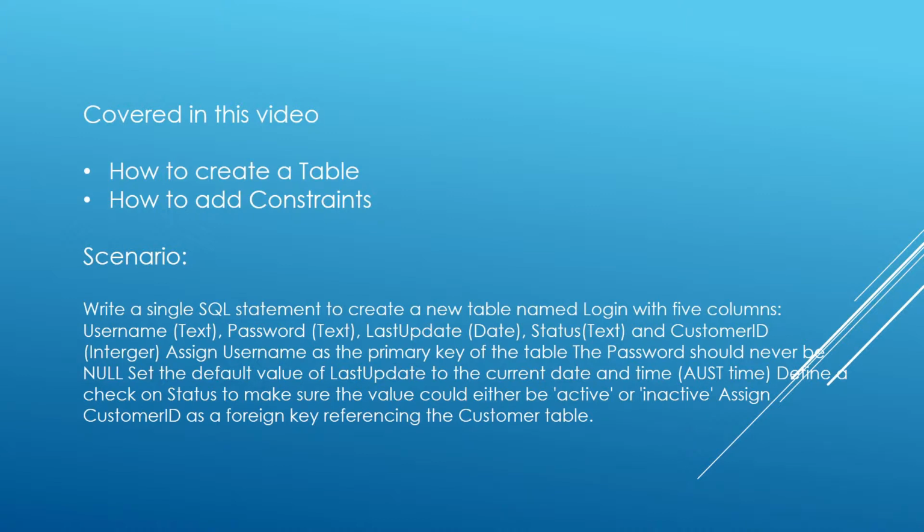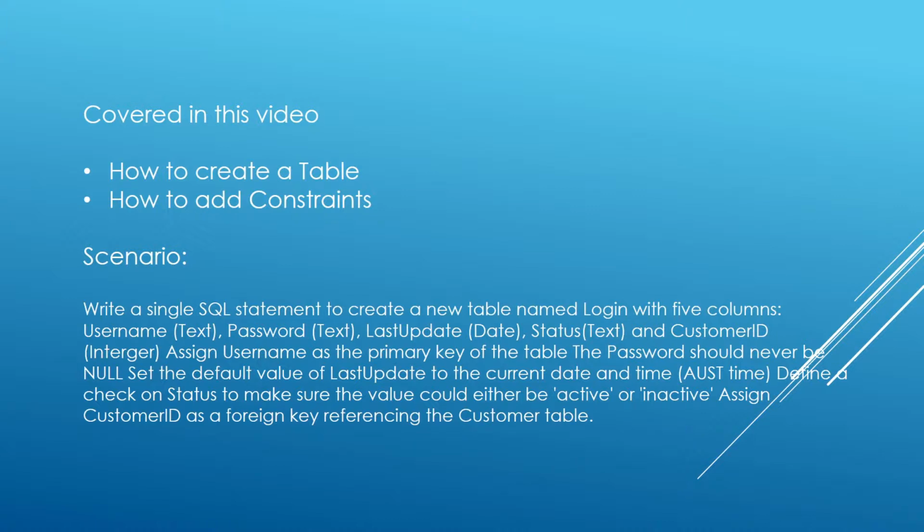Writer selects a SQL statement to create a new table named login. There's going to be 5 columns: username, password, last update, status and customer ID. Username is going to be the primary key of the table. The password should never be null. The default value of last update should be the current date and time.